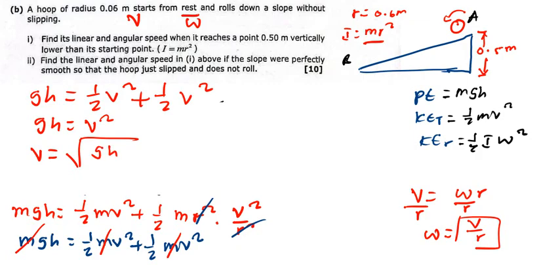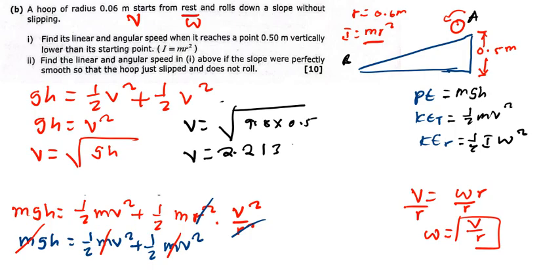If we are to plug in the values, what are we going to have? So we're going to have v being equal to the root of 9.8 times h, which is 0.5. So v will be equal to 9.8 times 0.5, so 4.9. The square root of 4.9 is 2.2135, 2.21359 meters per second. Now I'm going to round it off to just 2.21.